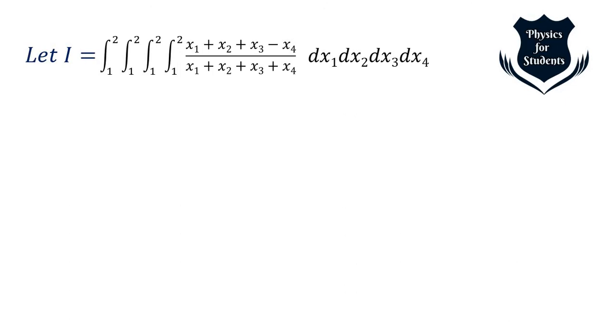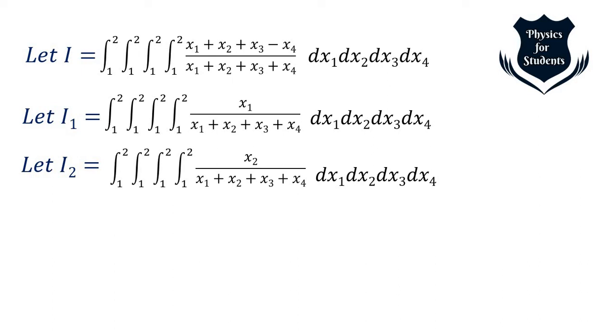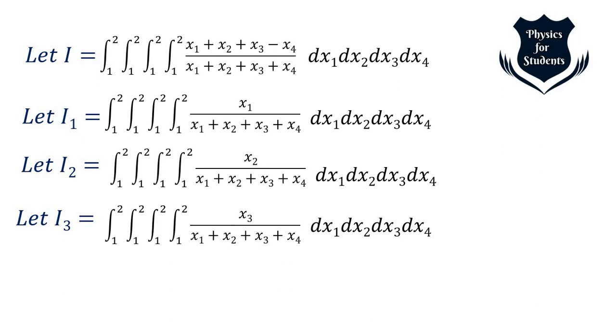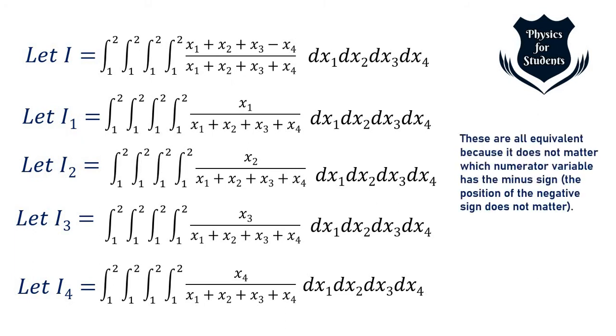First, I'm going to assume I equals this entire equation. Then I take I sub 1 equals this, taking the numerator as x1. I take I sub 2 taking the numerator as x2, I sub 3 as the numerator x3, and I sub 4 as the numerator x4. Now note that in all these cases, shown on the right hand side of your screen, all are equivalent. So it doesn't matter which numerator variable has the minus sign. The position of the minus actually doesn't matter. However, we have taken x1 on the numerator, so all the denominators have a positive value.